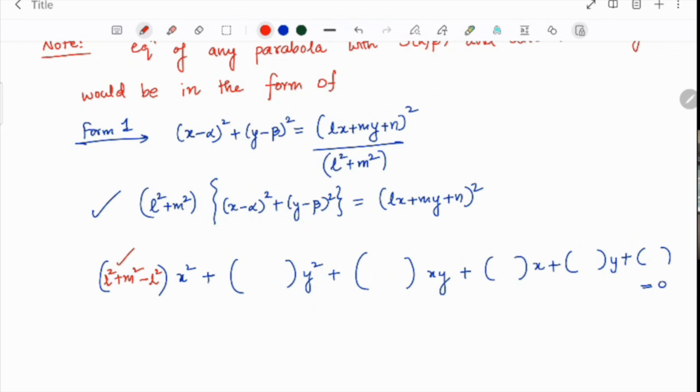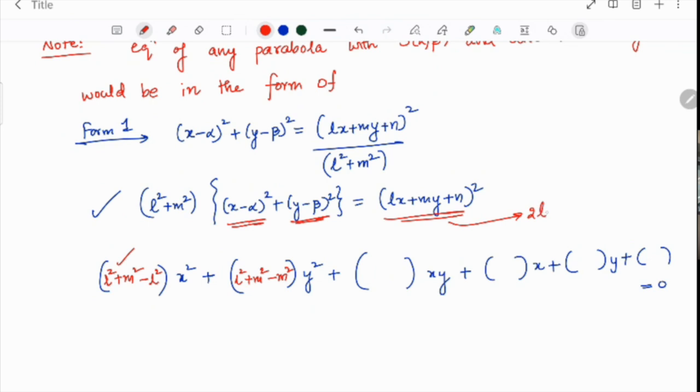Similarly, can I get y square coefficient? L square plus M square minus M square. Good. What about xy coefficient? Here xy term will not come. So only xy term is here.